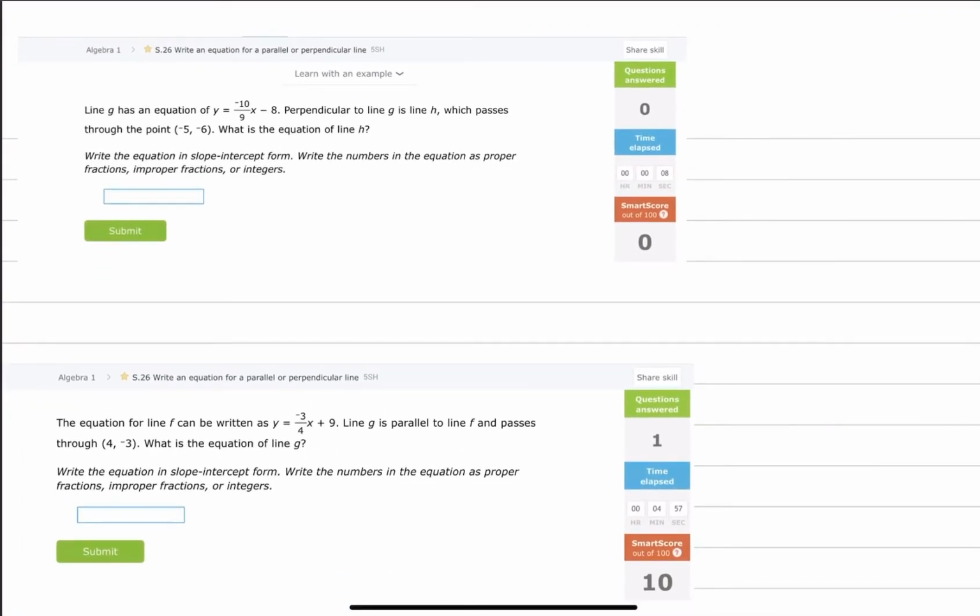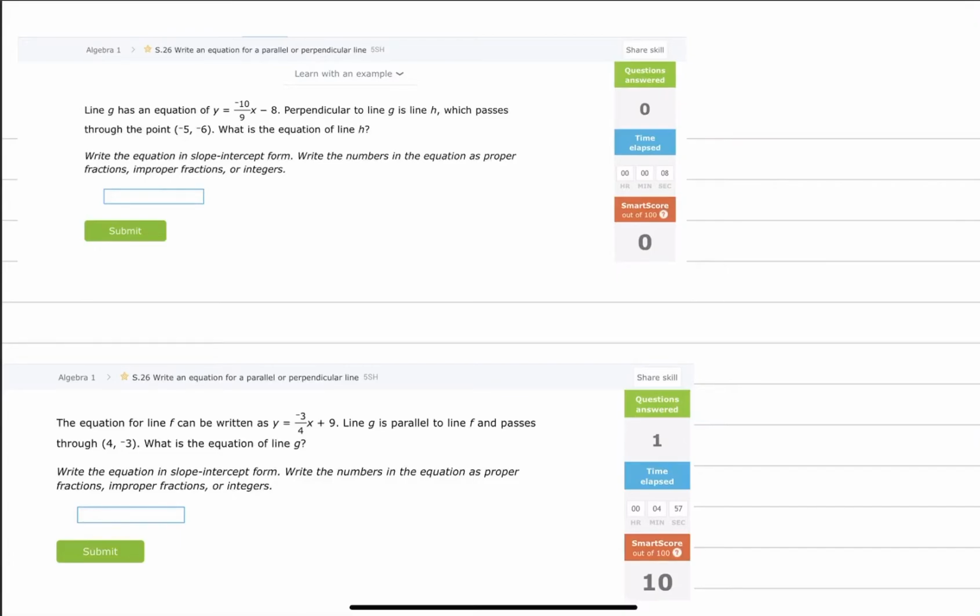Hi guys, so just want to go over quickly how to do problems in S26 on IXL. You get two types of problems. You have to either find an equation of a line that is perpendicular to a given line or parallel to a given line. Okay, so you must remember two things.